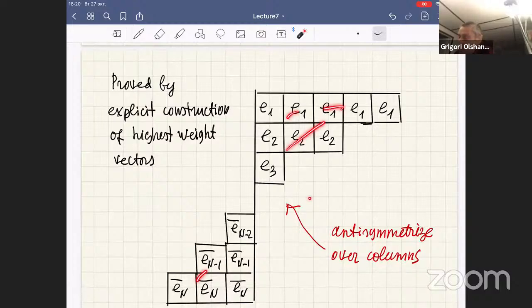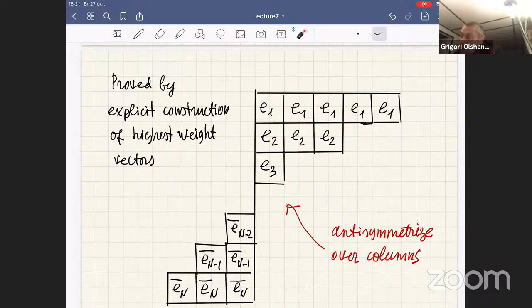Just take one and this one, and again anti-symmetrize over the columns. Just the same. And there is no overlapping between these vectors and these vectors. Not overlapping in indices, I mean. The indices which appear here and which appear here are disjoint. This is because the length of this and plus the length of this does not exceed n.